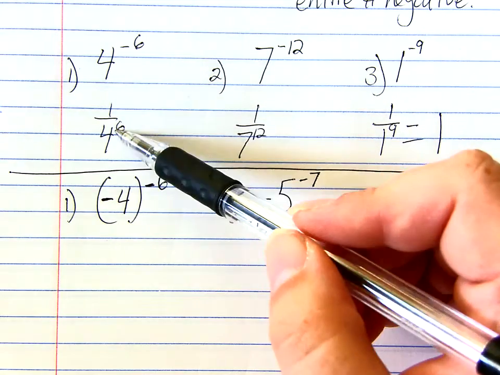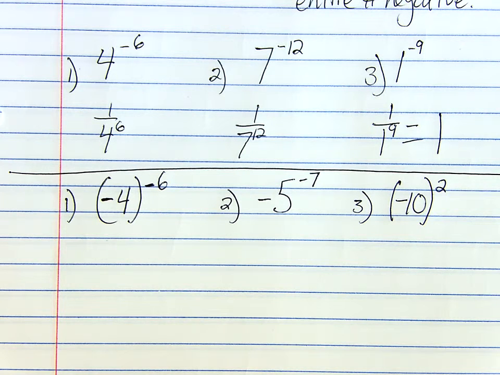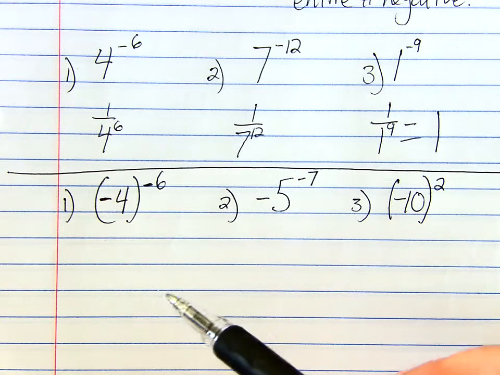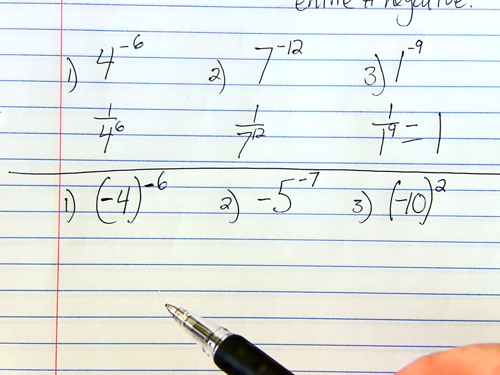4 to the -6, I put 1 over 4 to the 6th. So I'm going to use the same rules. You just have to be very careful because you're dealing with negative numbers here. So I want this to be 1 over -4 to the 6th power, don't I?